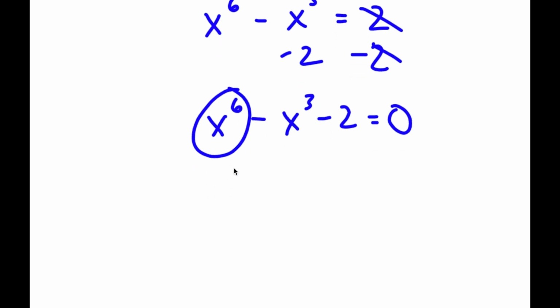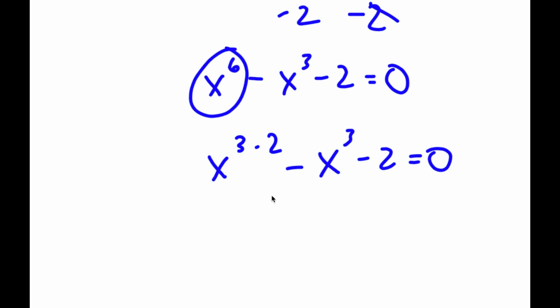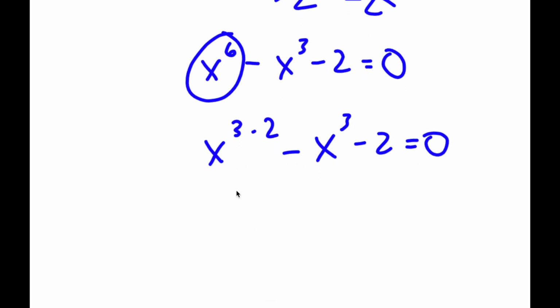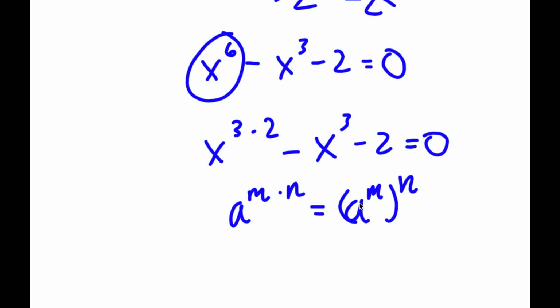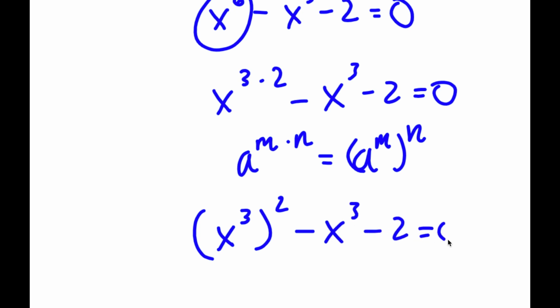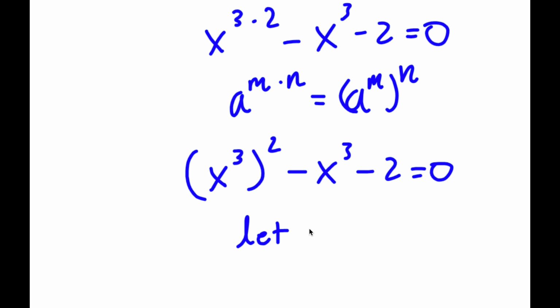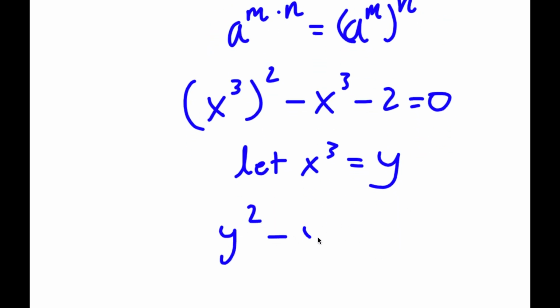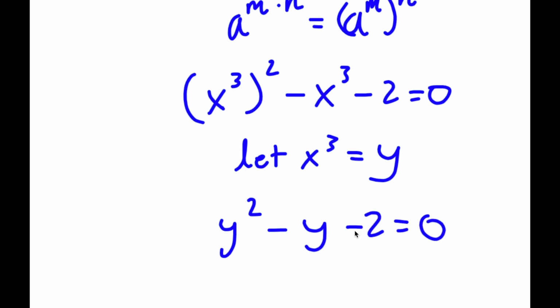Now, x to the power of 6 here, I'm going to rewrite as x to the power of 3 times 2. And if I have something in the form a to the power of m times n, this is equal to a to the power of m to the power of n. So x to the power of 3 times 2 here, I'm going to rewrite as x to the power of 3 to the power of 2. So I have this minus x to the power of 3 minus 2 is equal to 0. And now I'm going to let x to the power of 3 equal to the variable y. So now I have y squared minus y minus 2 is equal to 0.